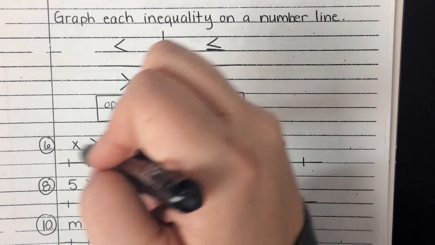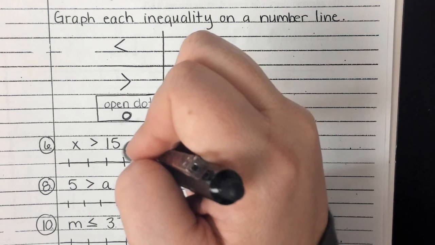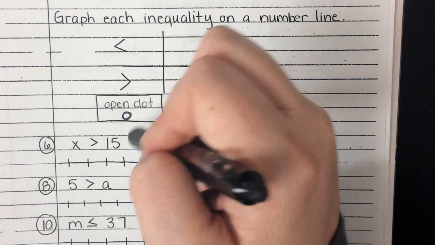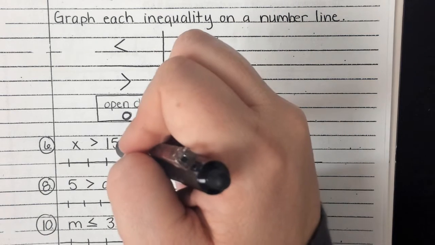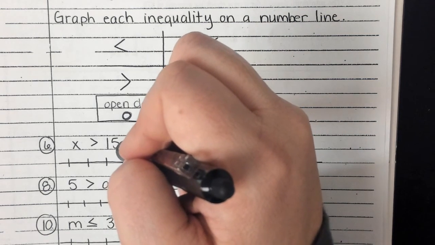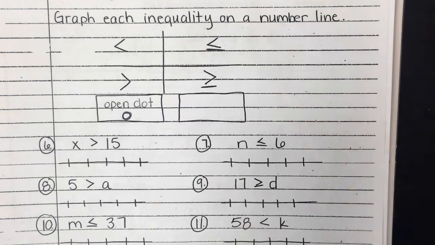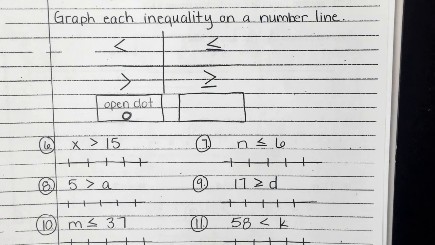Can x be 15? Can x be 15.1? Yeah, is 15.1 bigger than 15? Yeah. But x can't be 15. So we need to show 15 is where we're starting, but we have to leave it open because it can't be that actual number. Okay, so it gets a special dot.